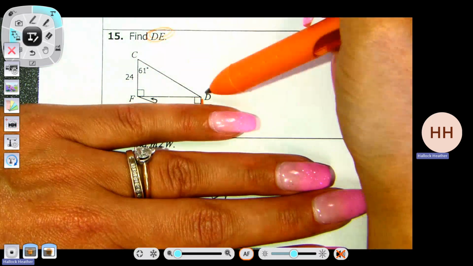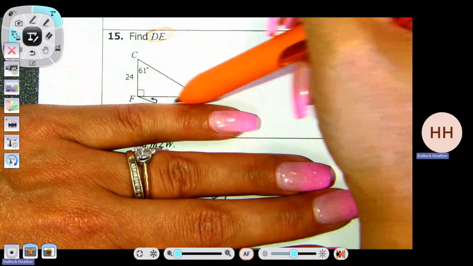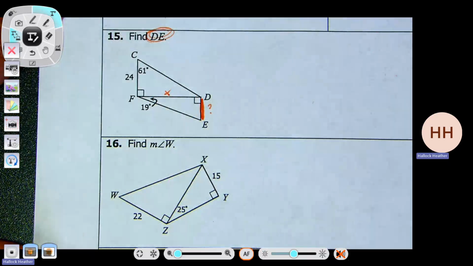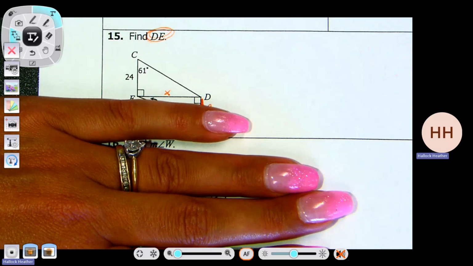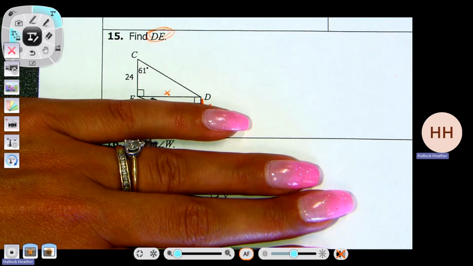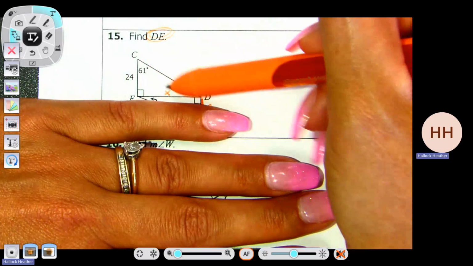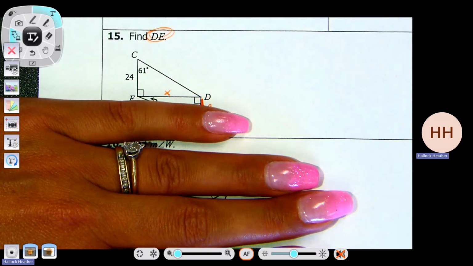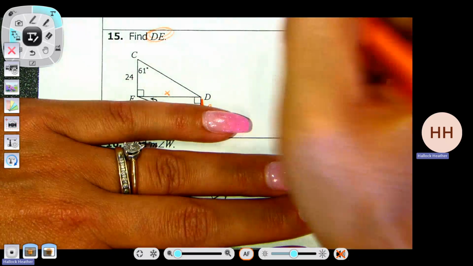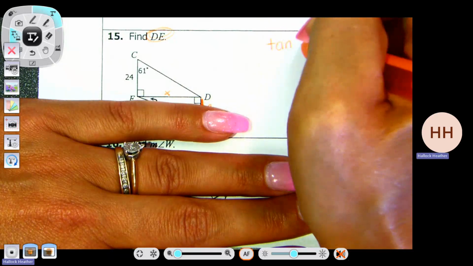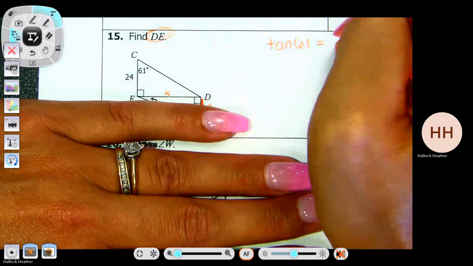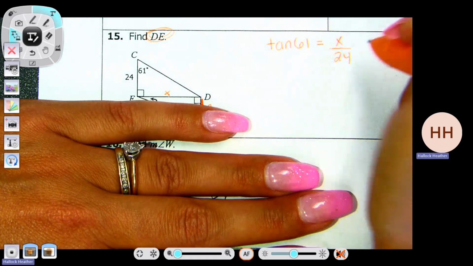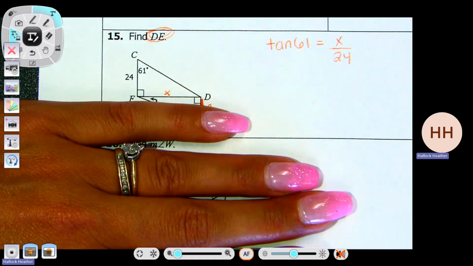Should I put it at CD or should I put it at the bottom? At the bottom, because this length, if I find that piece, which is the base of the first triangle, is going to help me on the next triangle. So let's pretend like that other one doesn't exist. So I have 61, x, 24. Is this sine, cosine, or tangent? This is tangent. So tan of 61. And then what's my fraction? X over 24.